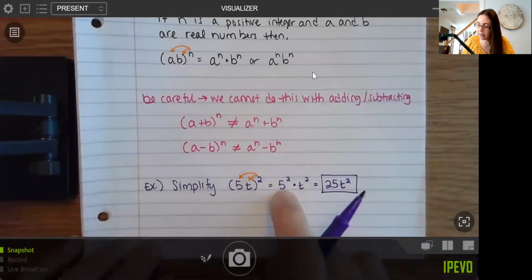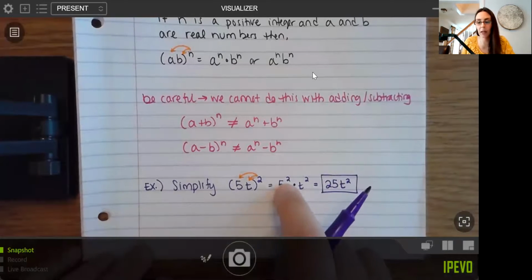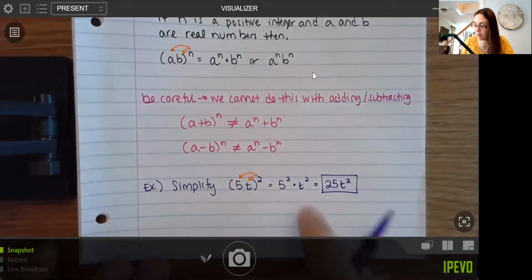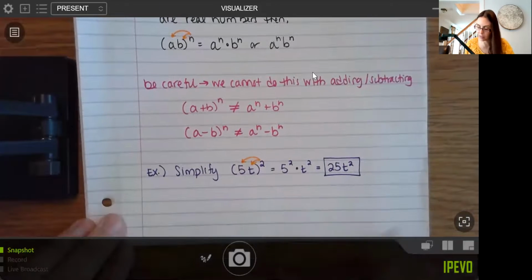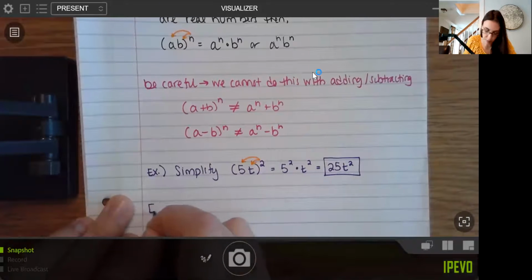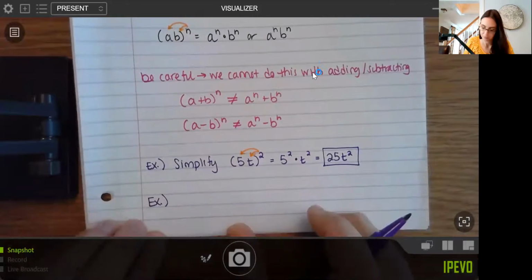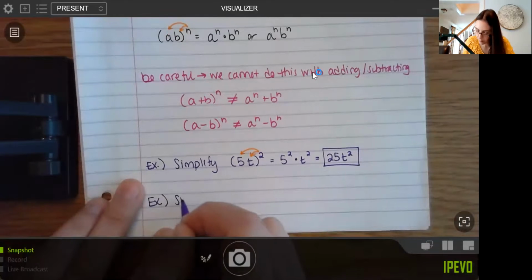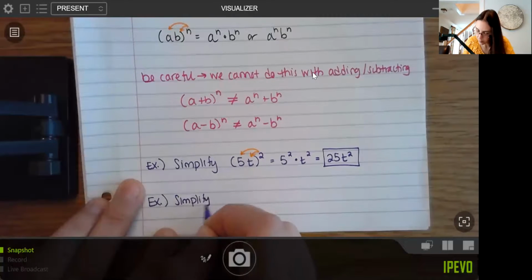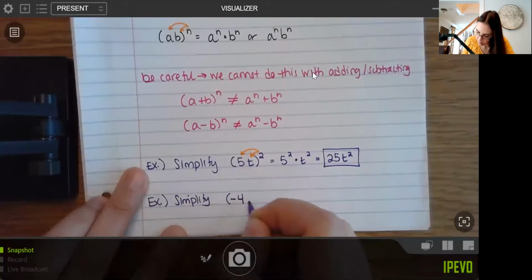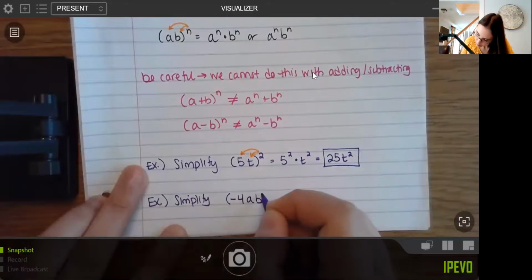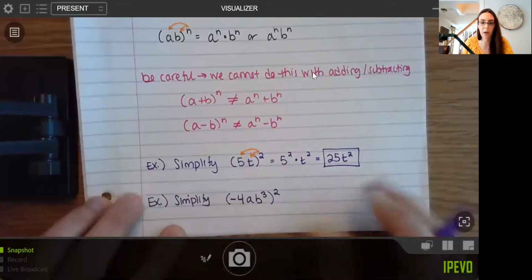Okay. If this was like 5 to the 10th power, that's a really large number. We typically leave it. But if it's a reasonable thing for you to multiply out, then you should probably get used to simplifying that if you can. So 25t squared. Let's do another example here. I'm going to stick with squares for a second.